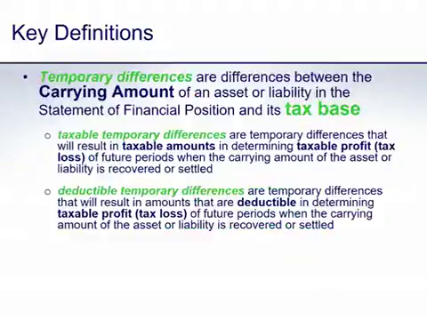A temporary difference is the difference between the carrying amount of the asset or liability and its tax base. So taxable temporary differences arise when the recovery or realization of the asset or liability in future amounts will result in higher taxable profits for purposes of calculating an entity's tax liability in future periods. Whereas a deductible temporary difference is a temporary difference that results in a future deduction against taxable income in future periods.